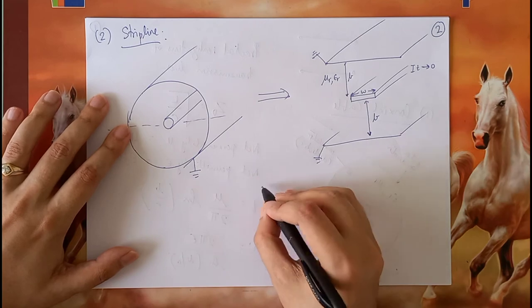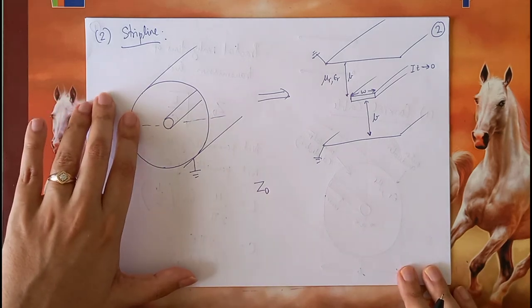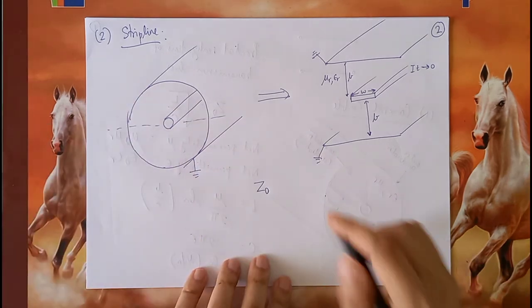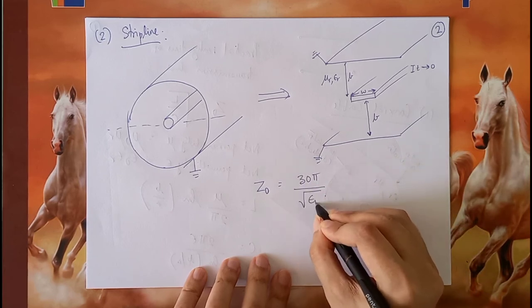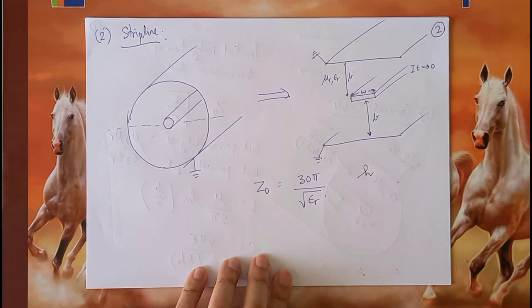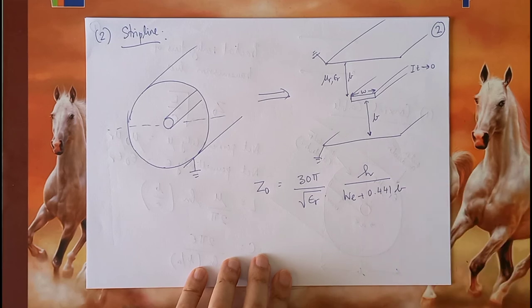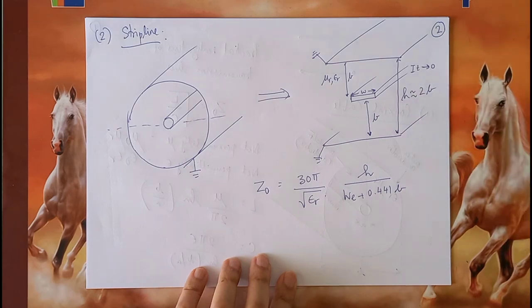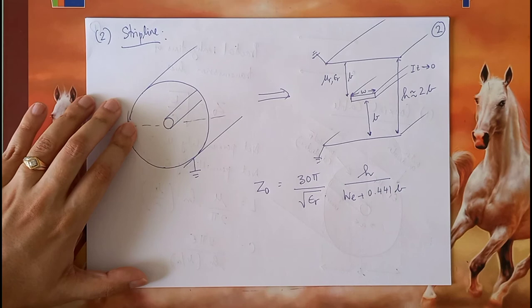Then the characteristic impedance Z0, the derivation of this Z0 is extremely complicated, so it is not a part of this course, but it is useful if you have an idea of how the Z0 changes with different parameters. So the Z0 is effectively given as 30 pi divided by the square root of epsilon r, times h divided by We plus 0.441 b. Now what is h? h is this distance, which is roughly about 2b. So this is the Z0, but now what is We? We is called the effective width.